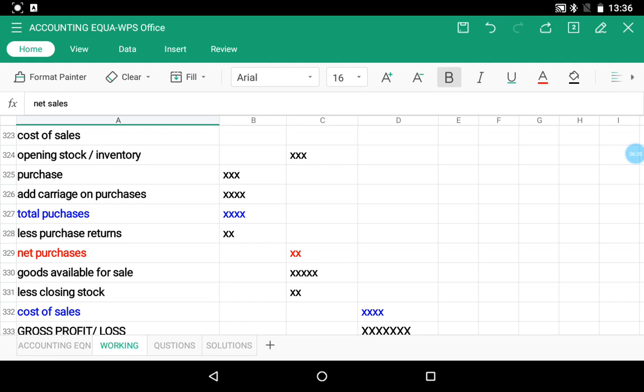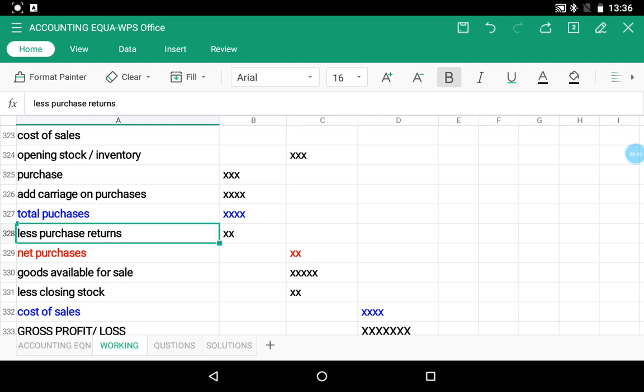Then here you add carriage on purchases. That is the cost involved while you are bringing goods to your business. You add it on them, and everything added on purchase. It can be insurance on purchase, can be cash on purchase. Everything on purchase you add it here. Get total purchases. Then you less returns.